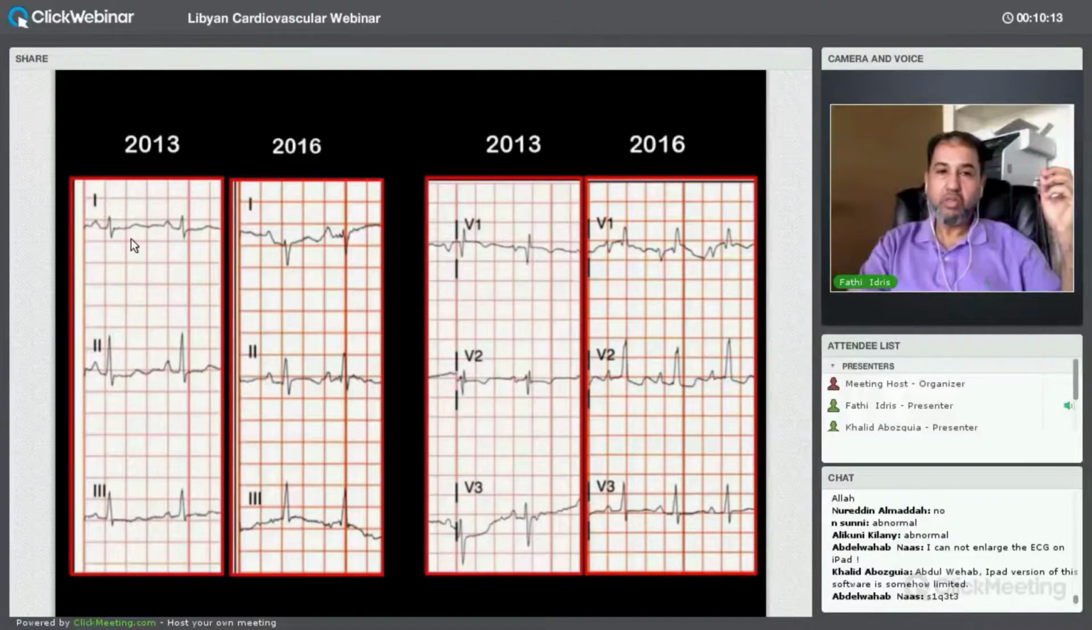So in acute pulmonary disease like PE, you can see the S1, Q3, T3 pattern. But when it's chronic, typically the whole QRS complex is now an S, so it's essentially deep negative, because the axis shifted to the right. It's a chronic disease.